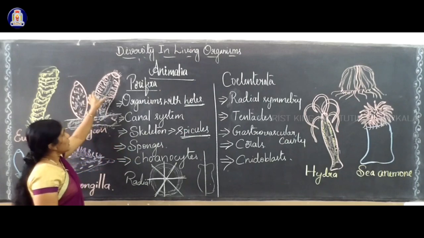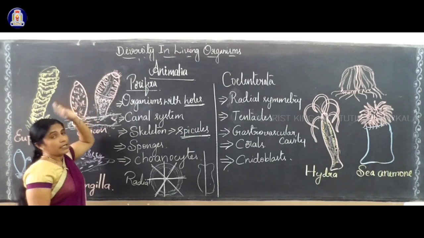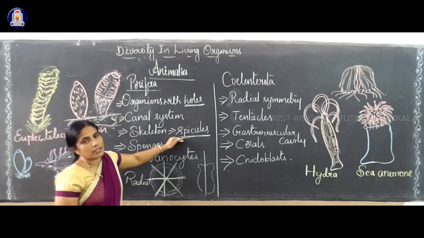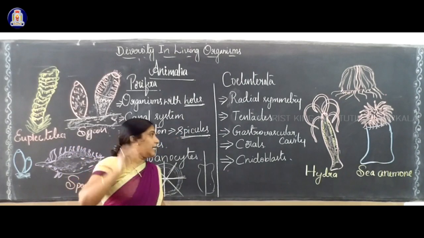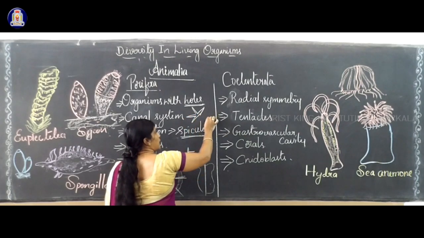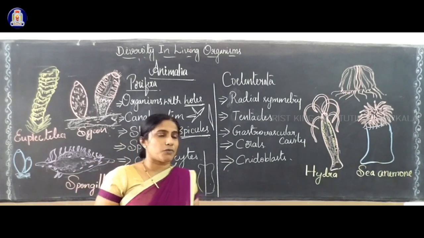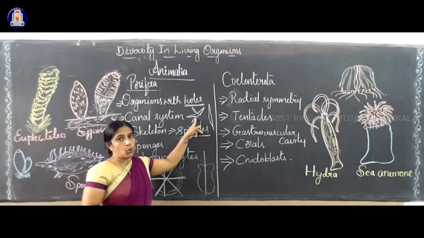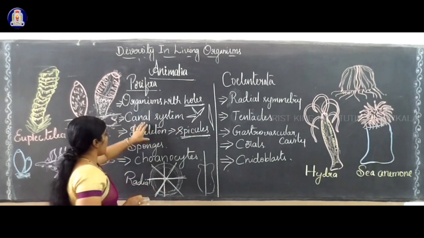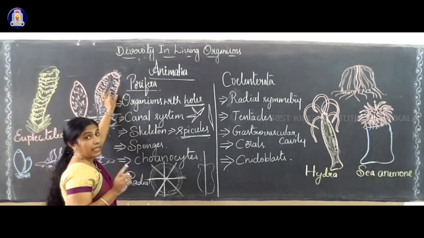So we will study now. These structures, a skeleton, the outer covering, are mainly made up of a silicon structure called spicules, a needle-like structure, different in shape. Some are like a star, some are spherical, some are oval, etc. So there are different types of spicules, made up of calcium carbonate. The skeleton is made up of calcium carbonate, very hard in structure. It's like a needle.